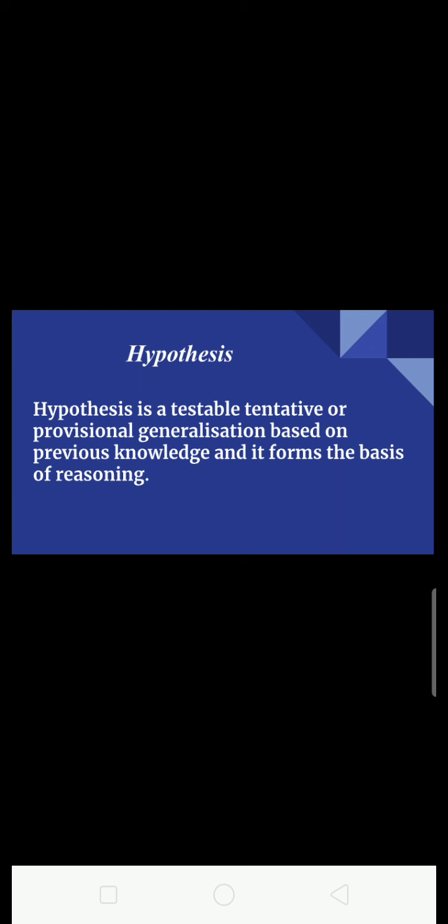When it is found to be true on verification, a hypothesis becomes a theory. So, a hypothesis calls for verification and proof. After verification, it may be accepted as a theory if the result is positive, or may be rejected or revised if the result is negative.